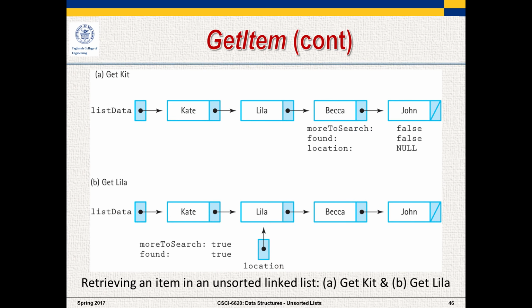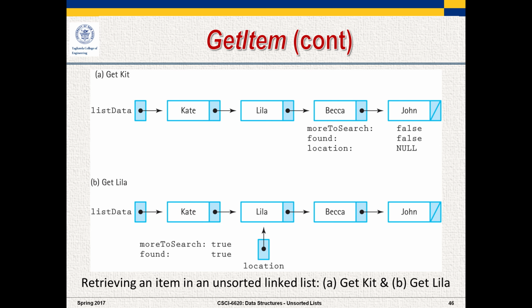So here are two cases. In the first case, A at the top, the data is not there. In the second case, the data is there. You can see those values, moreToSearch, found, and location. If you walk all the way through and check each one starting from list data, moreToSearch will be true. If it's not found, it comes back false, and if location hits null, you know that you've hit the end of the list and you haven't found what you were looking for.